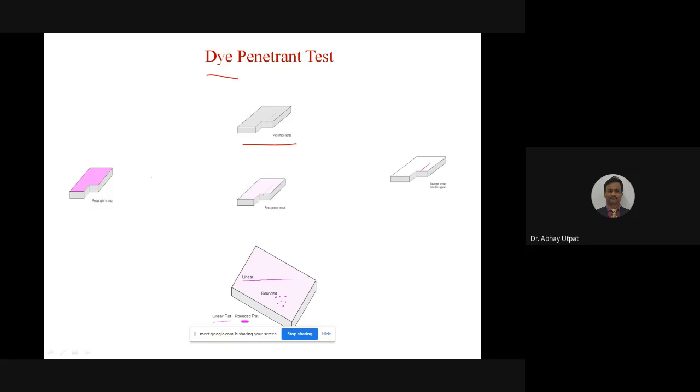And then you have to remove the excess color from the surface. Take the cloth and wash the excess color from the surface. But if a crack is present, that color goes inside that crack. And then apply the developer. It is sodium carbonate powder, so it is white in color.